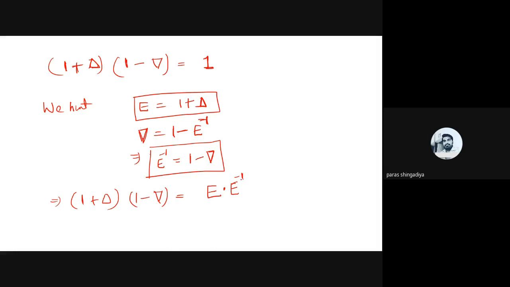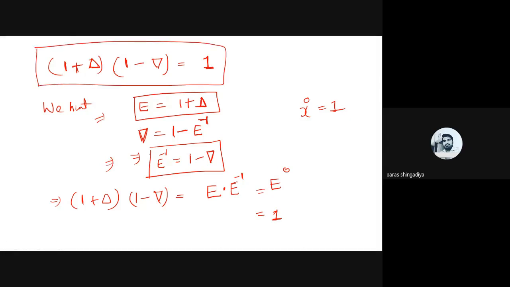Okay, so E into E inverse will form E raised to 0, and E raised to 0 is equal to 1, as any constant term, any x with the power 0, we know that is 1. That is the meaning of x raised to 0. Clear? 1 raised to 0, 2 raised to 0, 3 raised to 0, so that is 1 as we know. So E raised to 0 is equal to 1. So proved: 1 plus delta into 1 minus lambda is equal to 1. By using both results you can prove that. And it is also important for 1 mark short question and 1 mark MCQ.